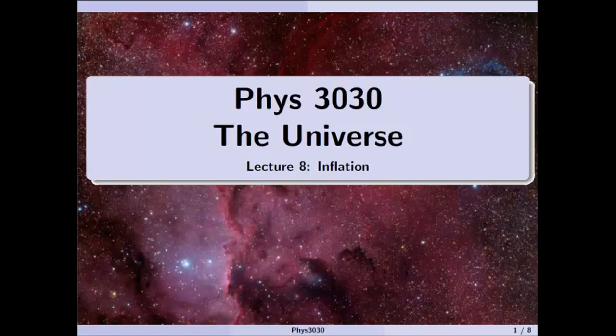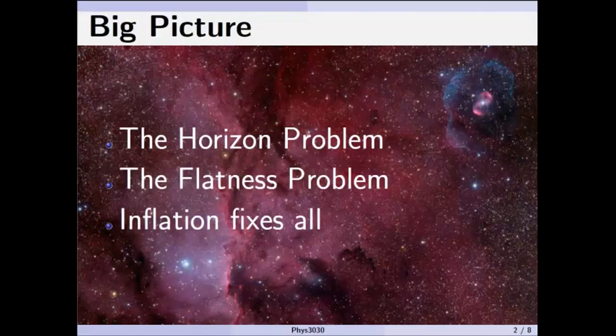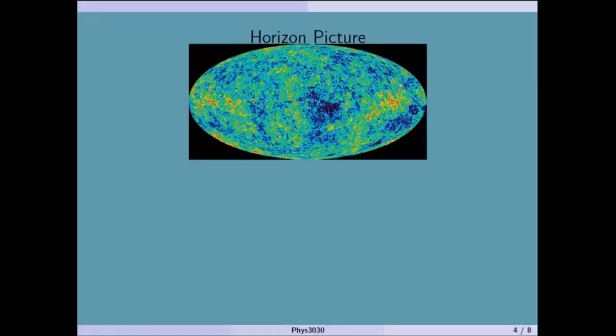This is lecture 8. In this lecture, we'll be talking about inflation, cosmic inflation. Cosmic inflation was brought around to actually help fix a couple of known problems called the horizon and the flatness problem. And then we'll show you how inflation fixes these. The horizon problem has to do with this horizon picture.